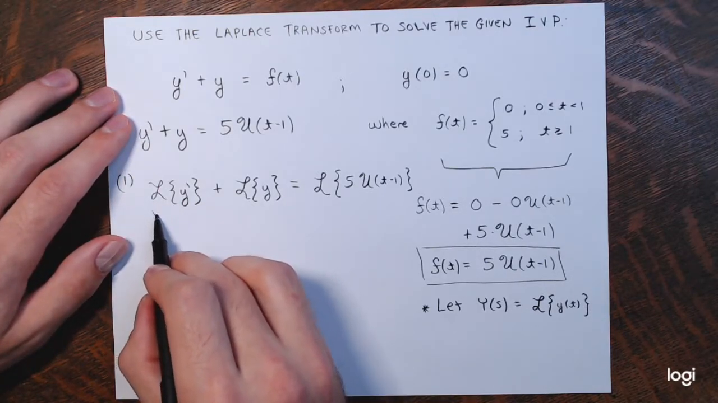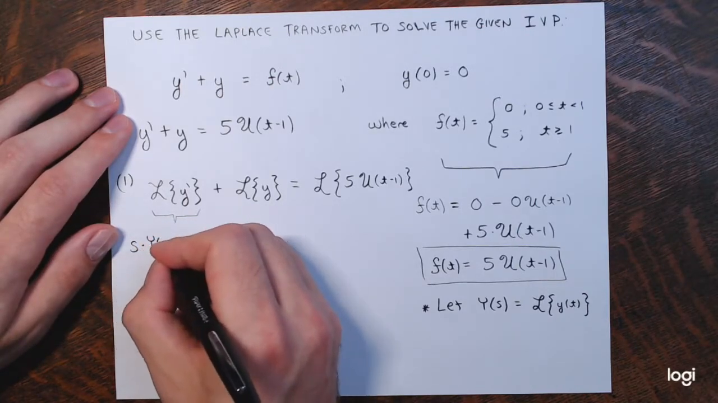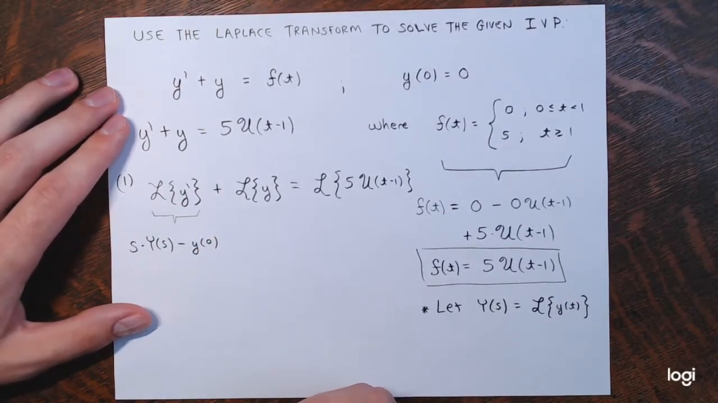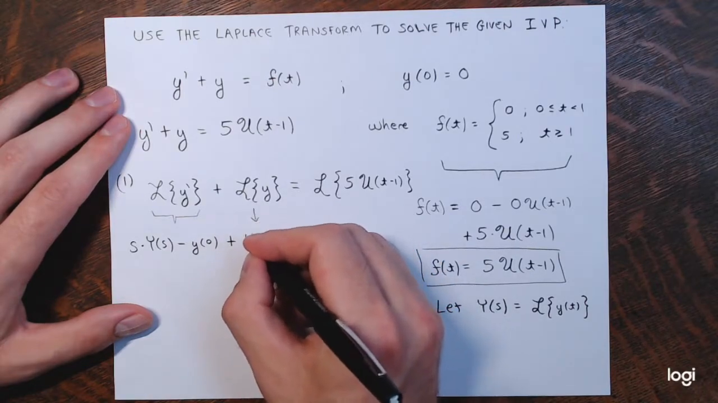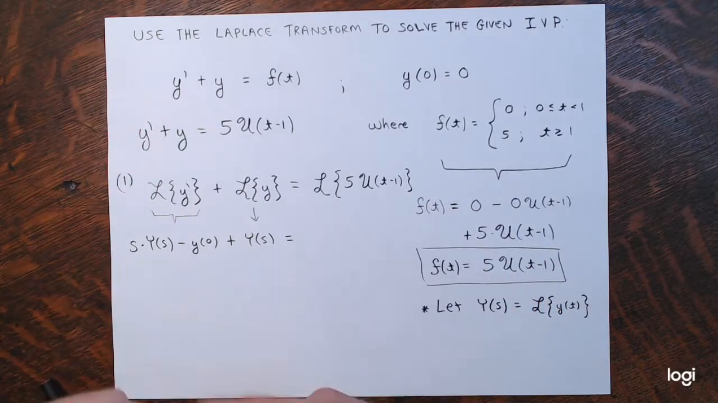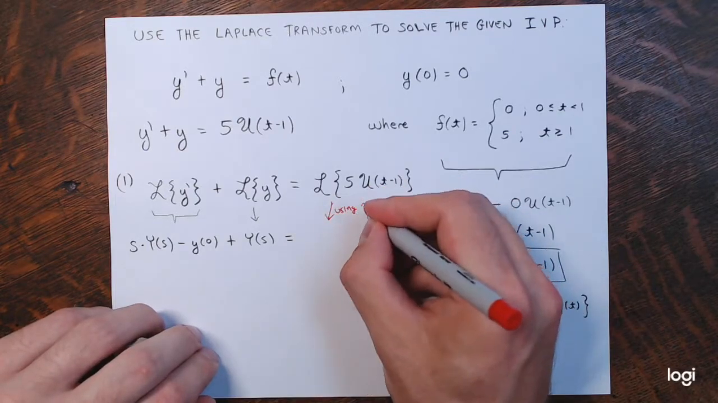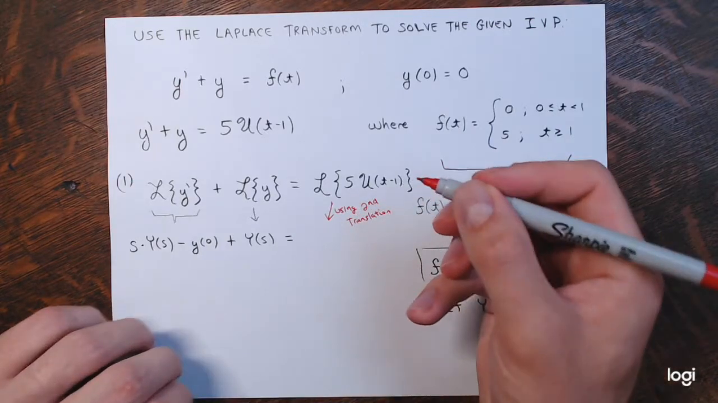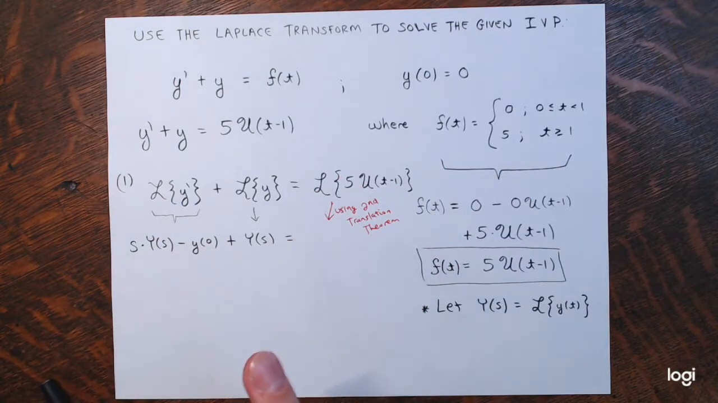Now, the Laplace transform of the first derivative is s times Y of s minus the value of little y at 0. Then we have plus the Laplace transform of y, which I called capital Y of s. And over here is where you're using the second translation theorem. Again, I'm not going to go into what that all is. I did a whole other video on this. So let's tell you what this is going to be.